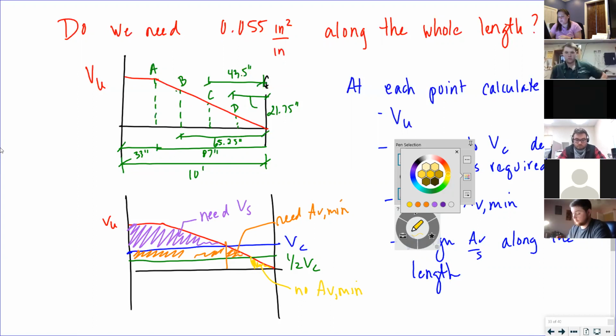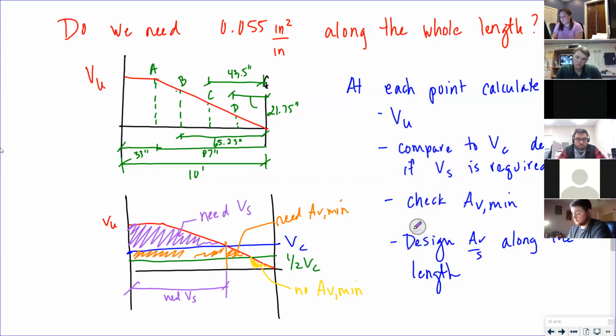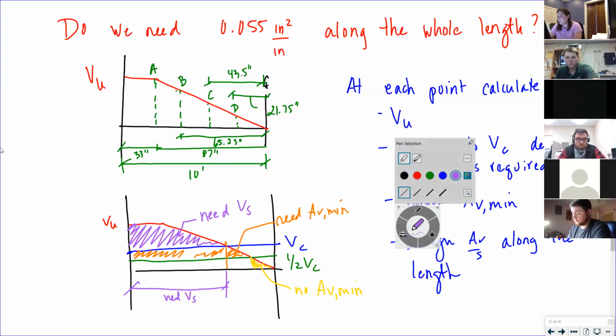Anytime you're above, your red line is your shear design force that you have to design for. If you don't have enough from your contribution of concrete, that's the blue line, you have to make up for it with shear reinforcement. So over this length, you need shear reinforcement for strength.